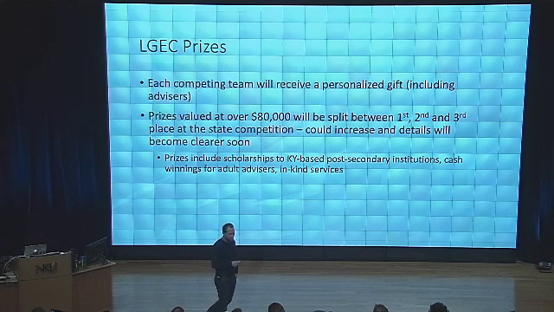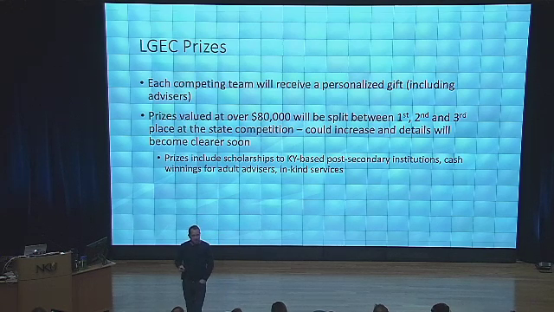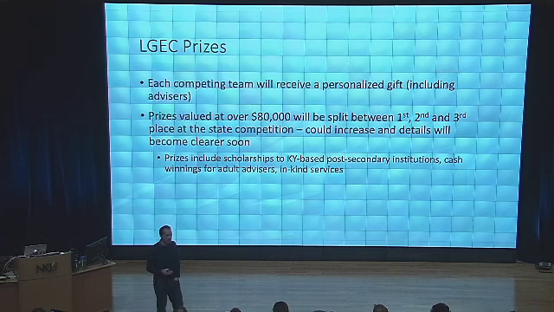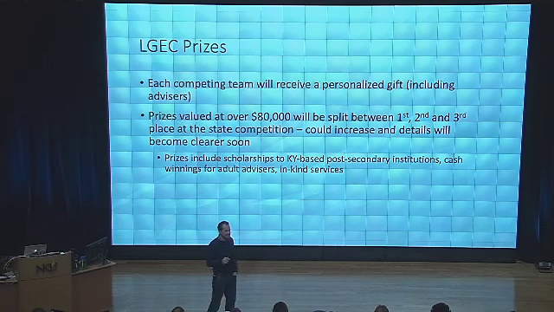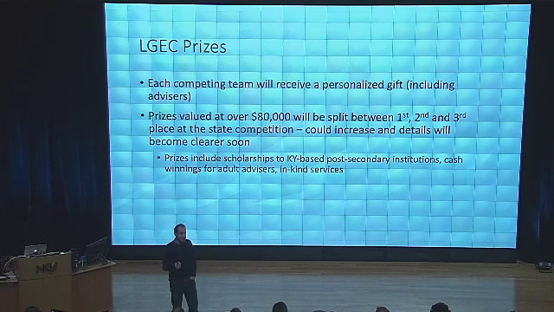There are prizes at the state level valued at $80,000 at this time. I know that they're continuing to find new sponsors who are interested in supporting this initiative. Those prizes will mainly be in-state tuition scholarships for Kentucky-based post-secondary institutions. They say cash winnings for adult advisors. I'm not sure what that looks like, but I believe they cannot give cash to the students.